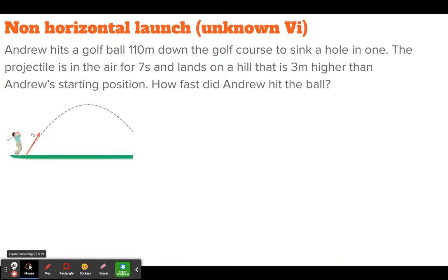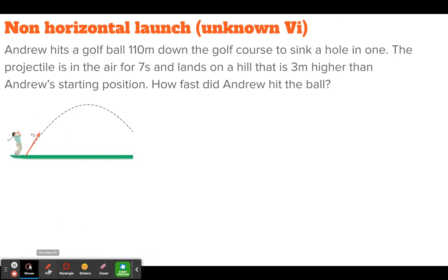Okay, so this example is going to give us the procedure for our next lab. So this example is pretty important. You're going to want to make sure that you have this copied down on your guided notes, which I will be checking when I return to school. So for this problem, we have Andrew. He hits a golf ball 110 meters down the golf course to sink a hole in 1.